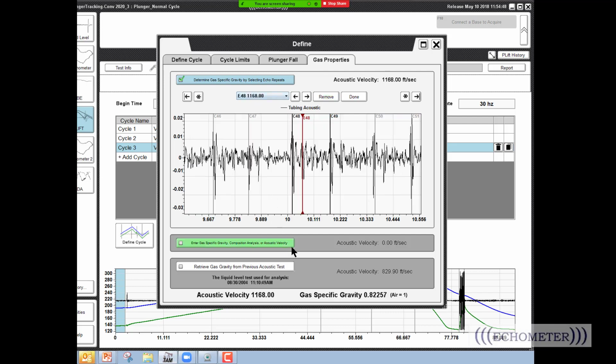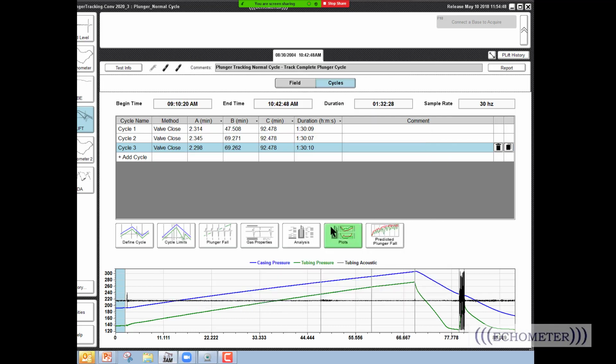And now the acoustic velocity in this gas is about 0.82. It's a little bit less than that, but I can pick another one, average amount. But this is an example of round-trip travel time to the depth, and that gives us the gas gravity. Once we have the gas gravity in the well, we can go into the analysis of the data.